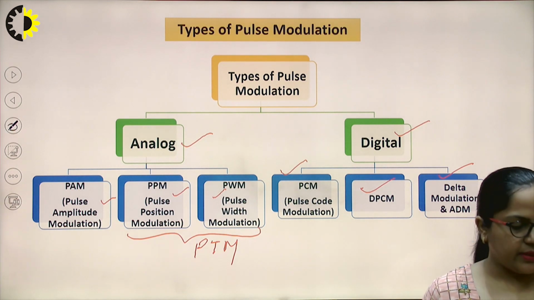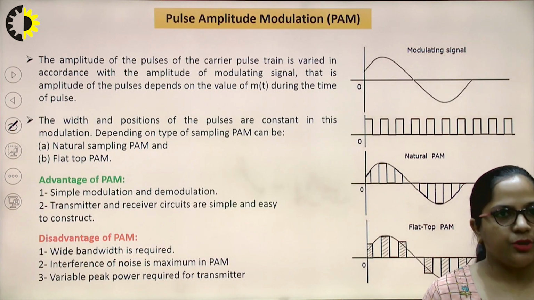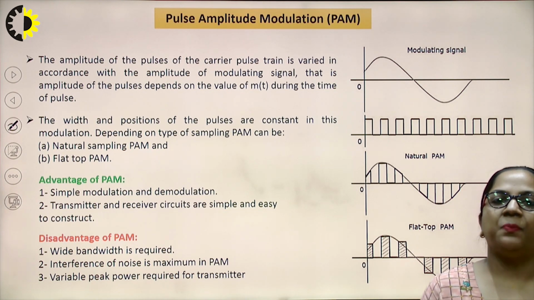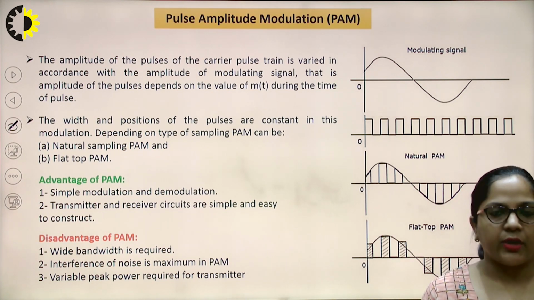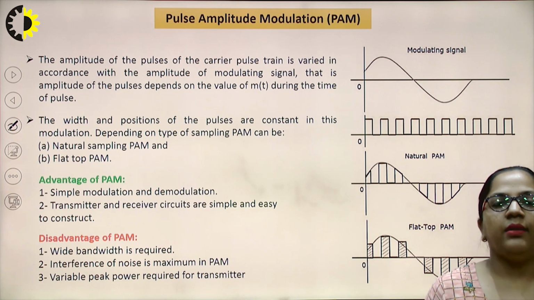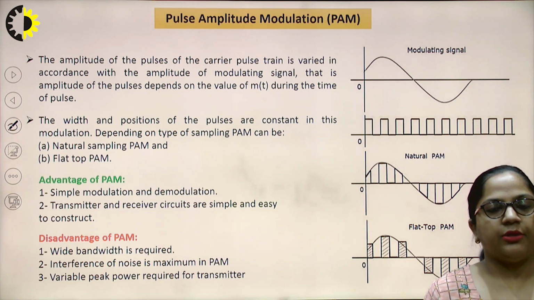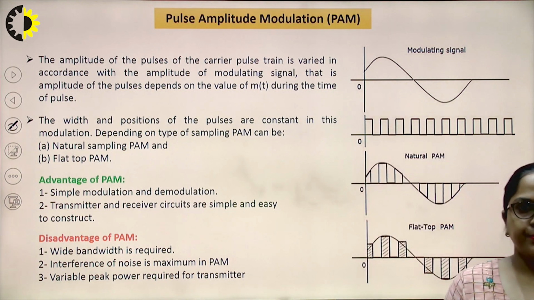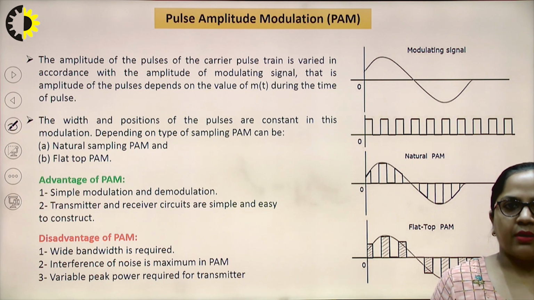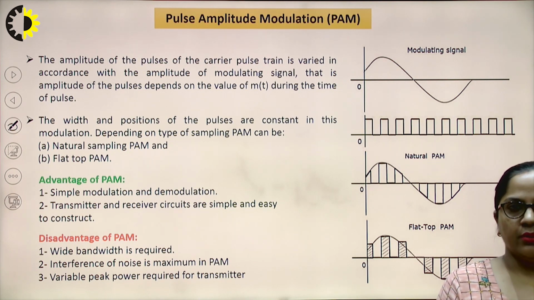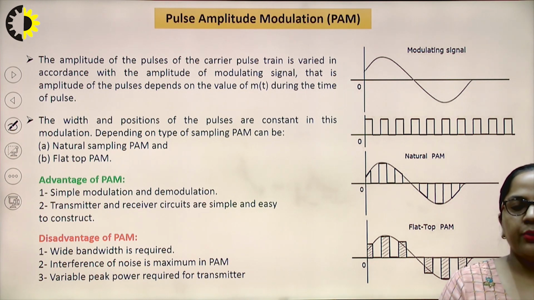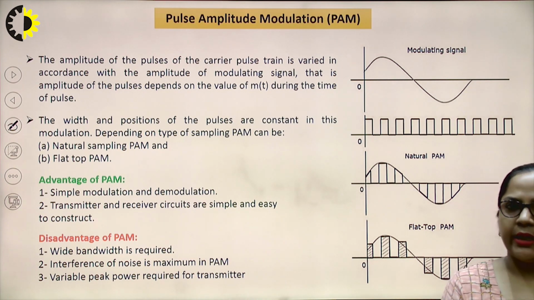Let us start with pulse amplitude modulation. What is pulse amplitude modulation? We know what pulse modulation is. In pulse modulation, we use a carrier signal in the form of a train of pulses. In pulse amplitude modulation, as the name indicates, the amplitude of the carrier pulse signal will vary according to the instantaneous value of the modulating signal.